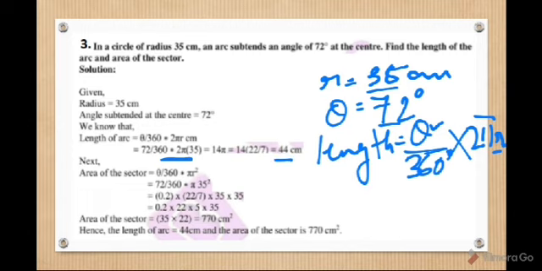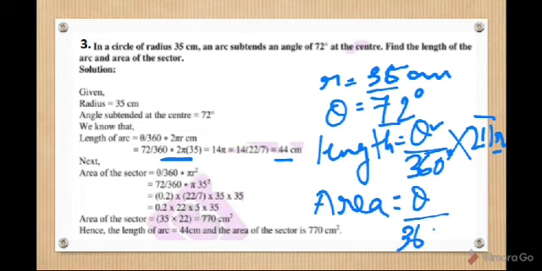Now for the area, what is the formula, area of minor sector is equal to theta by 360 into area of circle, that is pi r square. Again in place of r square it will be 35 square, and in place of theta put 72. Do the calculation again. The area of the sector will be 770 centimeter square.